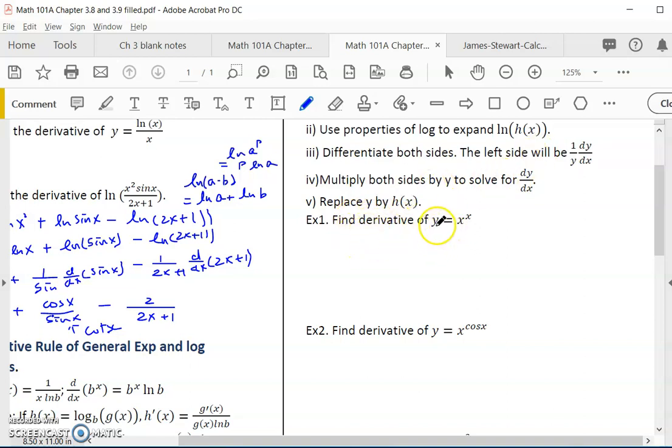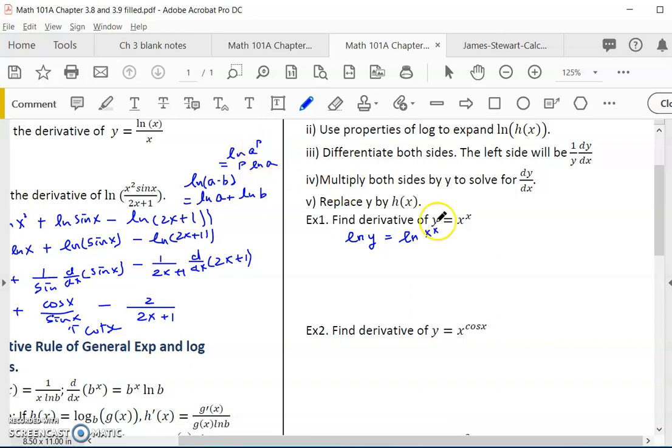So the steps sound very cryptic, so let's just do one so you will understand what I'm talking about. This is y equal to x to the x. The base is a variable. The exponent is a variable. There's no rule that can do this. So the first step is we add ln on both sides. So we have ln y on the left hand side, and on the right hand side I have ln x to the x.